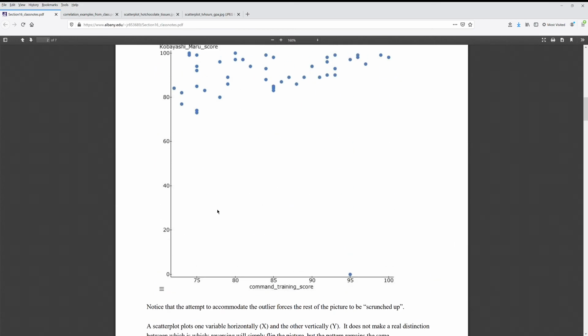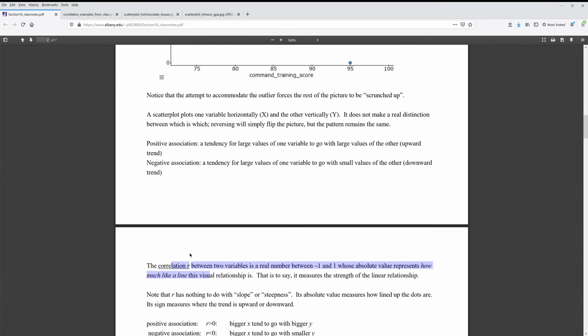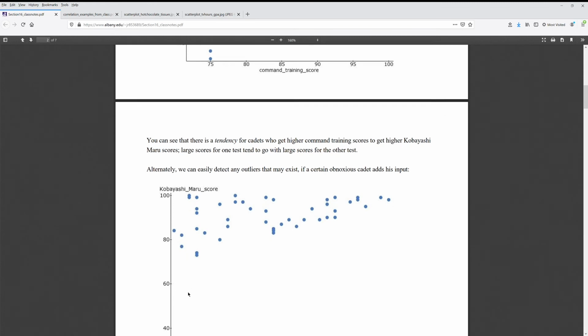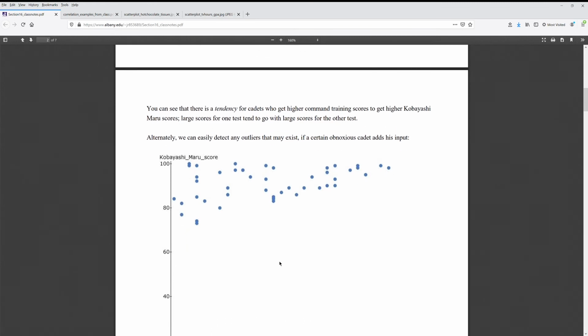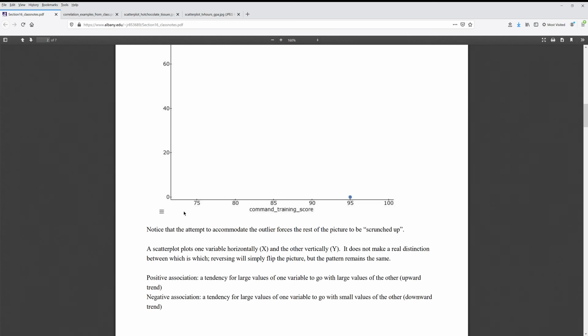In other words, if the dots are completely lined up in a perfect line, then r will be exactly 1 or negative 1. It'll be 1 if it's a rising line. It'll be negative 1 if it's a falling line.